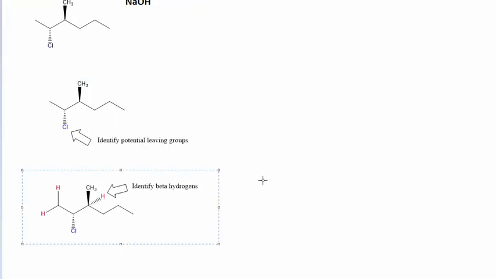Okay, well the first thing you want to do is identify the potential leaving groups. In this case, our best leaving group is going to be chloride, or chlorine. So for now, we're going to be doing these reactions on haloalkanes, so in general the halogen will always be the best leaving group. The reason why we want to identify the potential leaving groups is because of our next step. So the next thing we will want to do is identify these beta hydrogens.